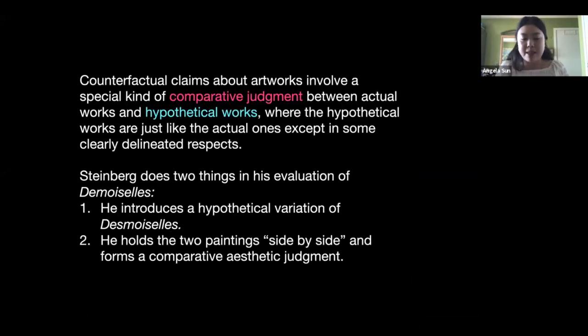Now that these two concepts have been defined, my account should be much clearer. Once again, I think that counterfactual claims about artworks involve a special kind of comparative judgment between actual works and hypothetical ones. So just to illustrate this account, here's what I think happens when Steinberg offers his evaluation of Demoiselle. First, he introduces a hypothetical variation of Demoiselle that is just like the actual painting, except in some clearly delineated respect, namely that it depicts card players instead. And second, he does a side-by-side comparison of these two paintings and makes a comparative aesthetic judgment that the actual painting more successfully achieves the intended aesthetic effect than the hypothetical painting.